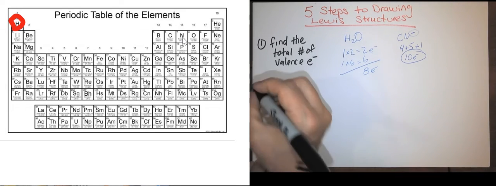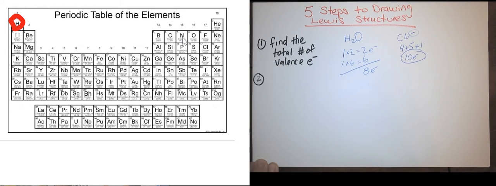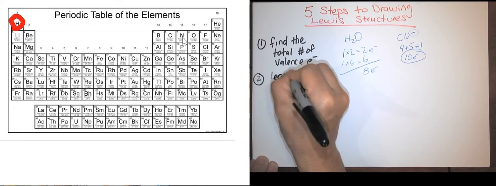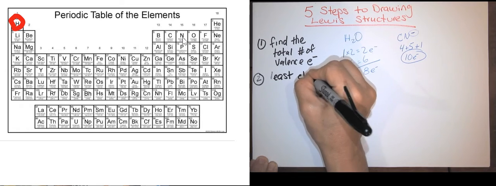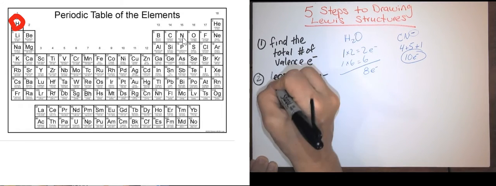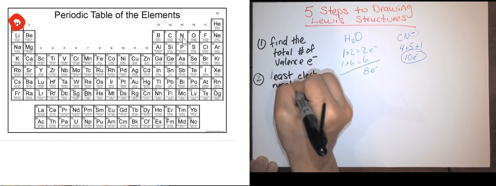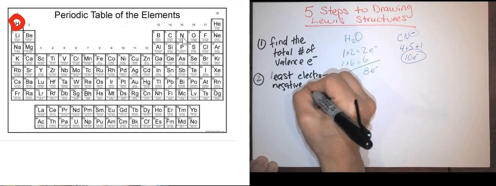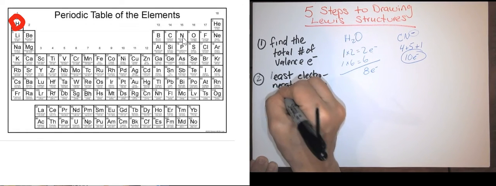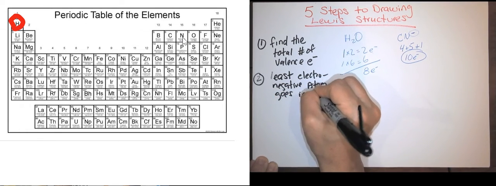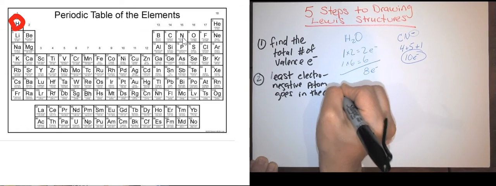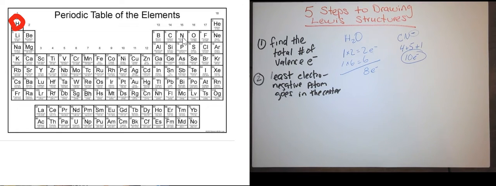All right, on to step number 2. Step number 2 is put the least electronegative atom in the center. So the least electronegative atom goes in the center. All right, so what am I talking about now? Hopefully you guys can read my handwriting. Okay, so let's look at this.